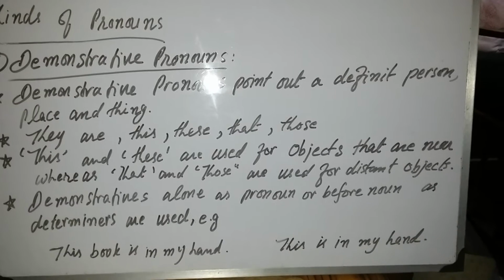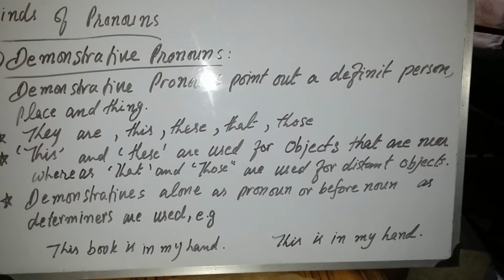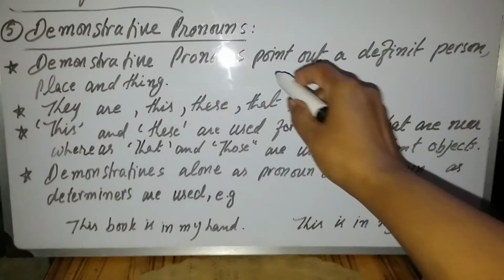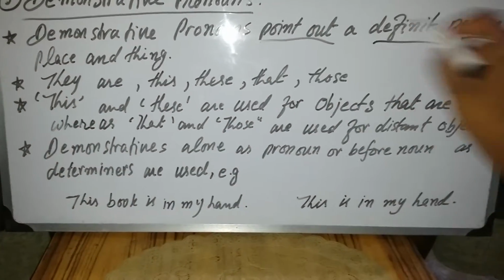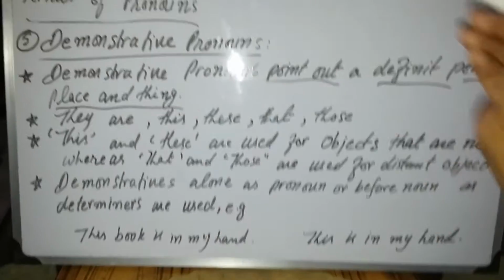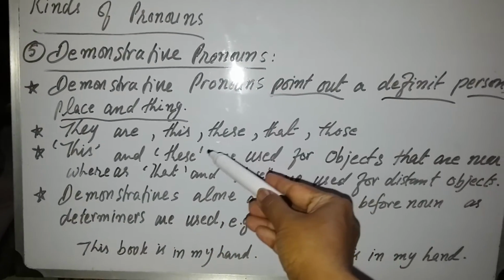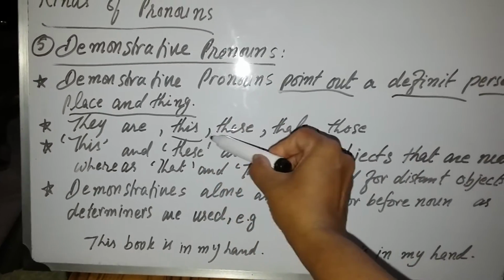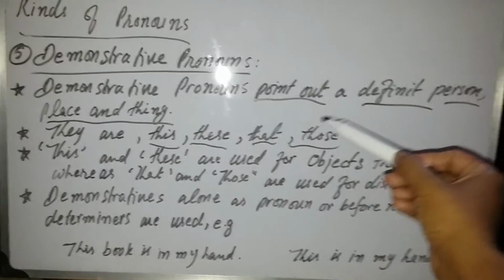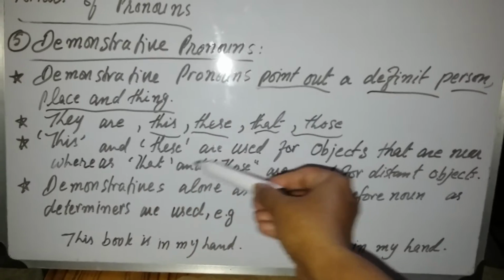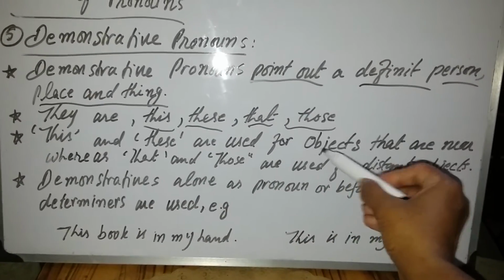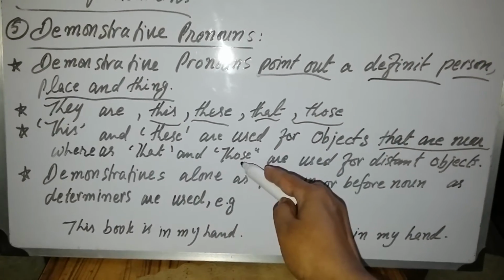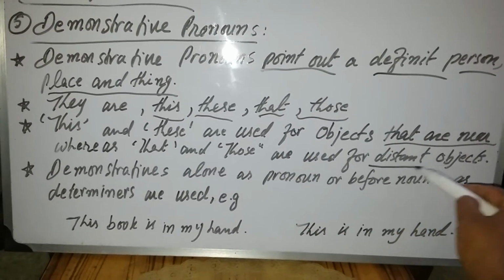Definition: demonstrative pronouns point out a definite person, place and thing. They point out a definite person, place and thing. They are this, these, that, those. They are 4 in number: this, these, that and those. This and these are used for objects that are near, whereas that and those are used for distant objects.